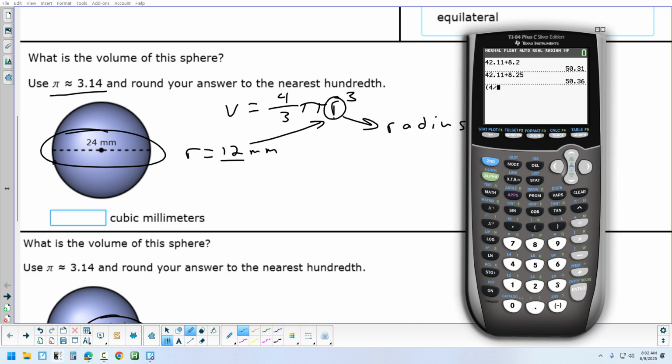So just type in 4/3 times 3.14 times, and the radius in this case is 12. That's how you type it all in: 4/3 times pi times r cubed. And they tell you to round your answer to the nearest hundredth, which means 2 decimal places. So, 7,234.56.